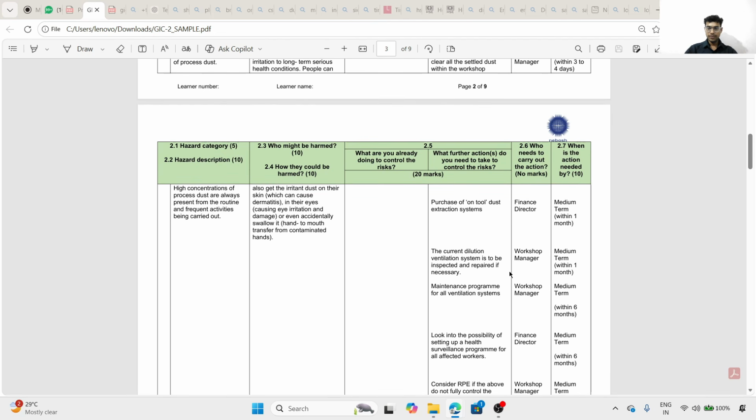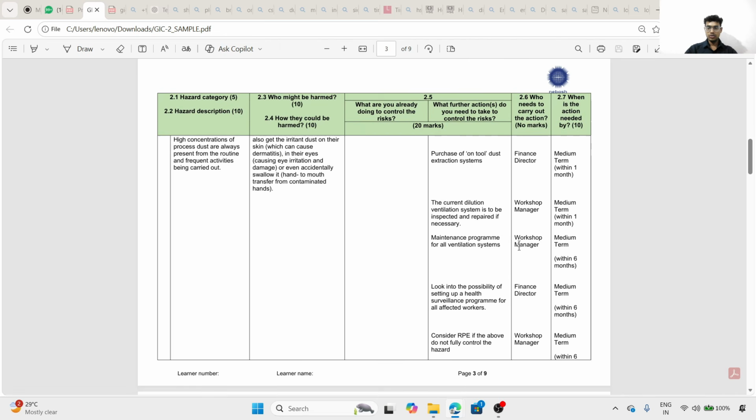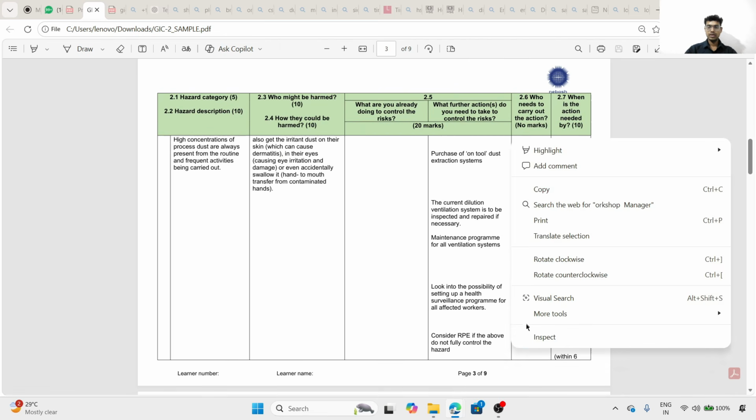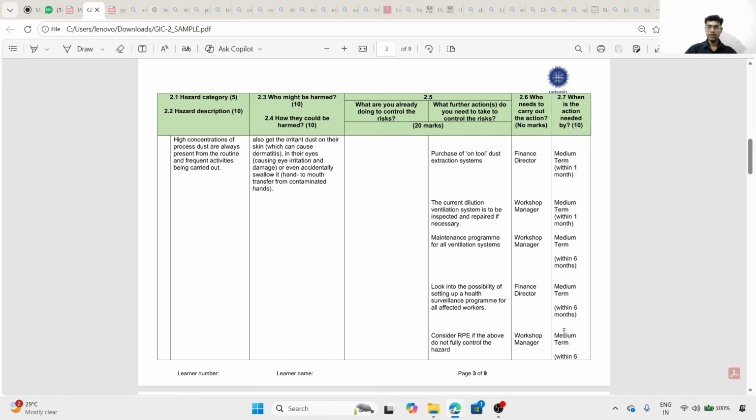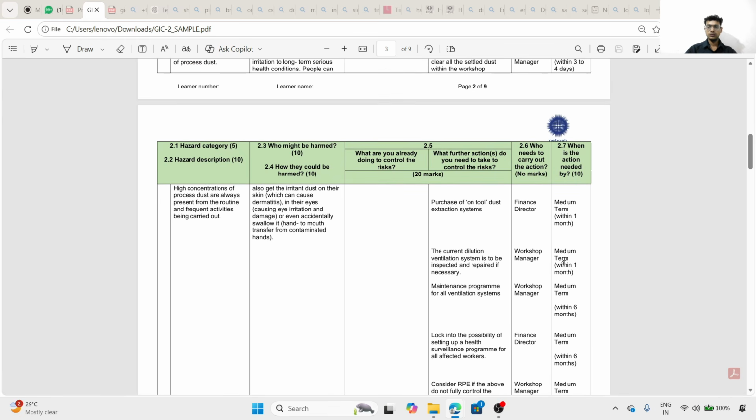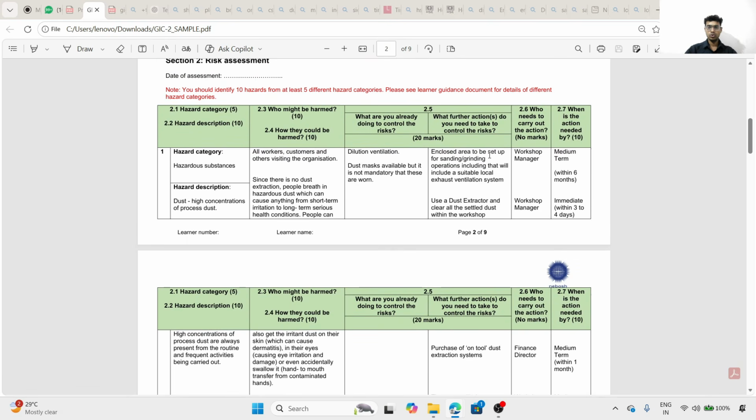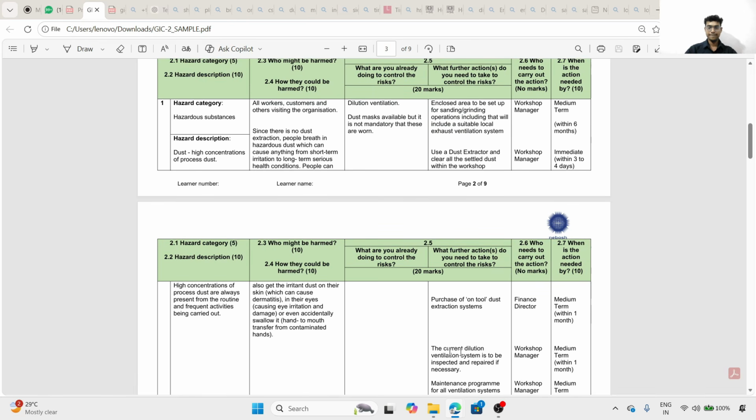So see, the work that is of the workshop manager, then the name should be put of that, and the particular action needed, the timeline, the time scale is also put over here. So this is how for one hazard you should write it. You have to write over here properly.